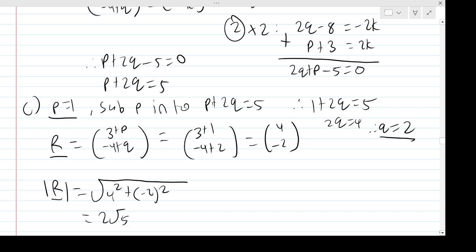And by the way, because we can convert between i and j and column vector form, we can also find the magnitude of a column vector in this exact same way. If we were to convert that back into i and j, that'd be 4i minus 2j. And then from there, hopefully you recognise it'd be the square root of the i part squared, so 4 squared, and the j part, which would be minus 2 squared, and we get the same answer. So we can also find the magnitude of a column vector in this exact same way. Okay, and there we are. So that's the magnitude of R.